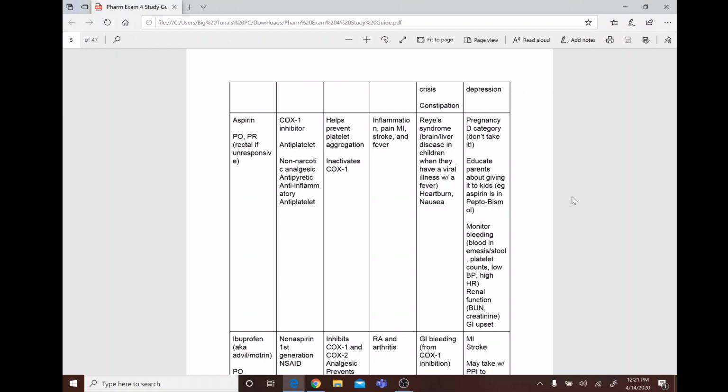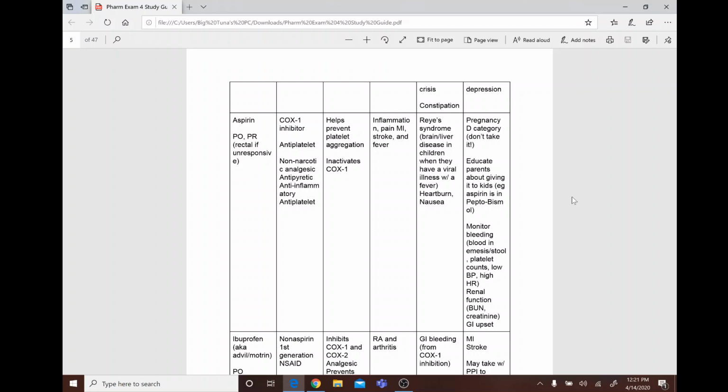You give aspirin PO or PR if unresponsive. Aspirin is a COX-1 inhibitor, antiplatelet. It's a non-narcotic analgesic, antipyretic, anti-inflammatory, and antiplatelet. The action of aspirin is to help prevent platelet aggregation. It also inactivates COX-1. Aspirin is used for inflammation, pain, MI, stroke, and fever.